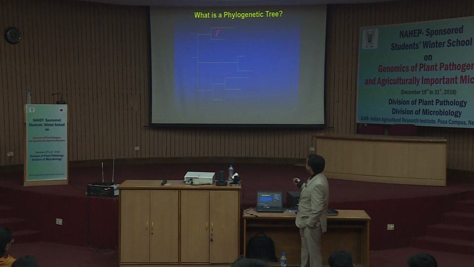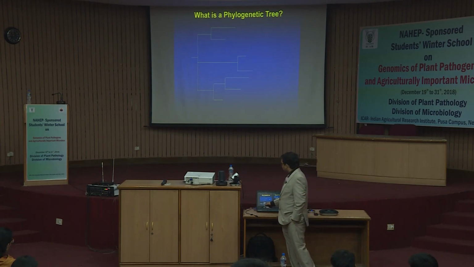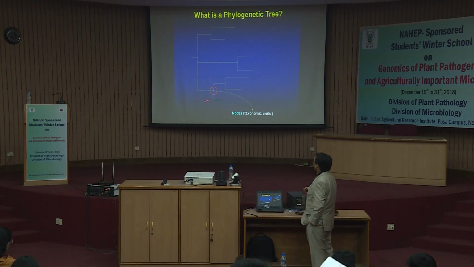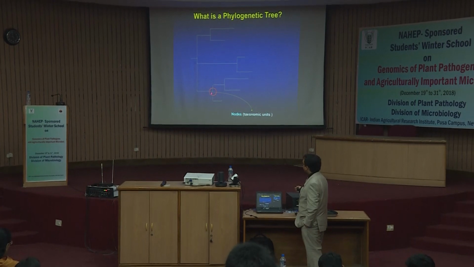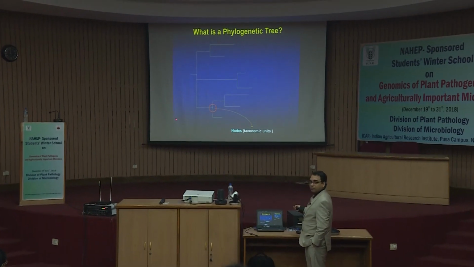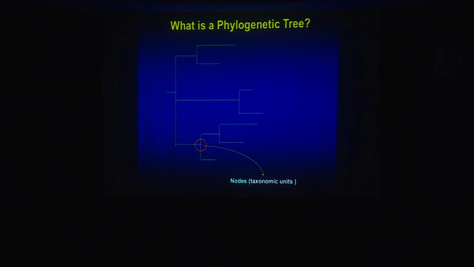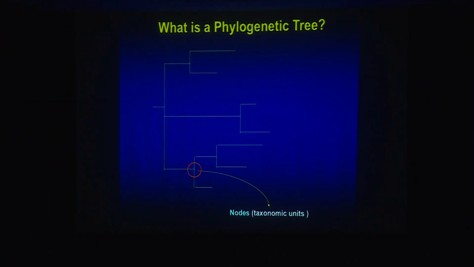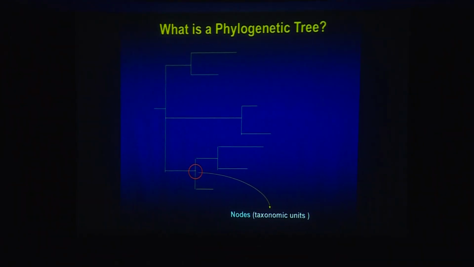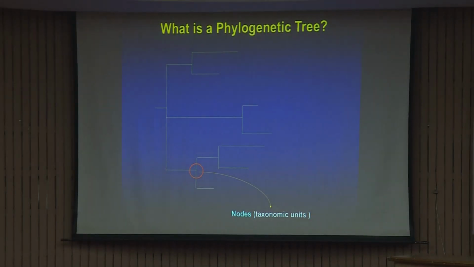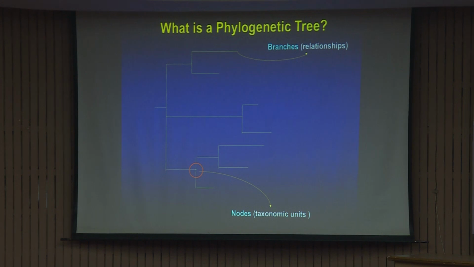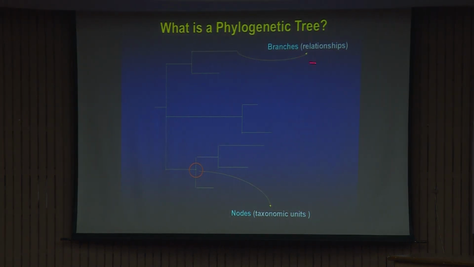Okay? So, what are these things actually? There are 3 components. One is this kind of area from where different branches are coming out, a joining point. This is called nodes. These nodes are the taxonomic unit from where different branches generate. This is called branch. This actually tells us the relationship, and this is the length. This tells us the genetic distance.